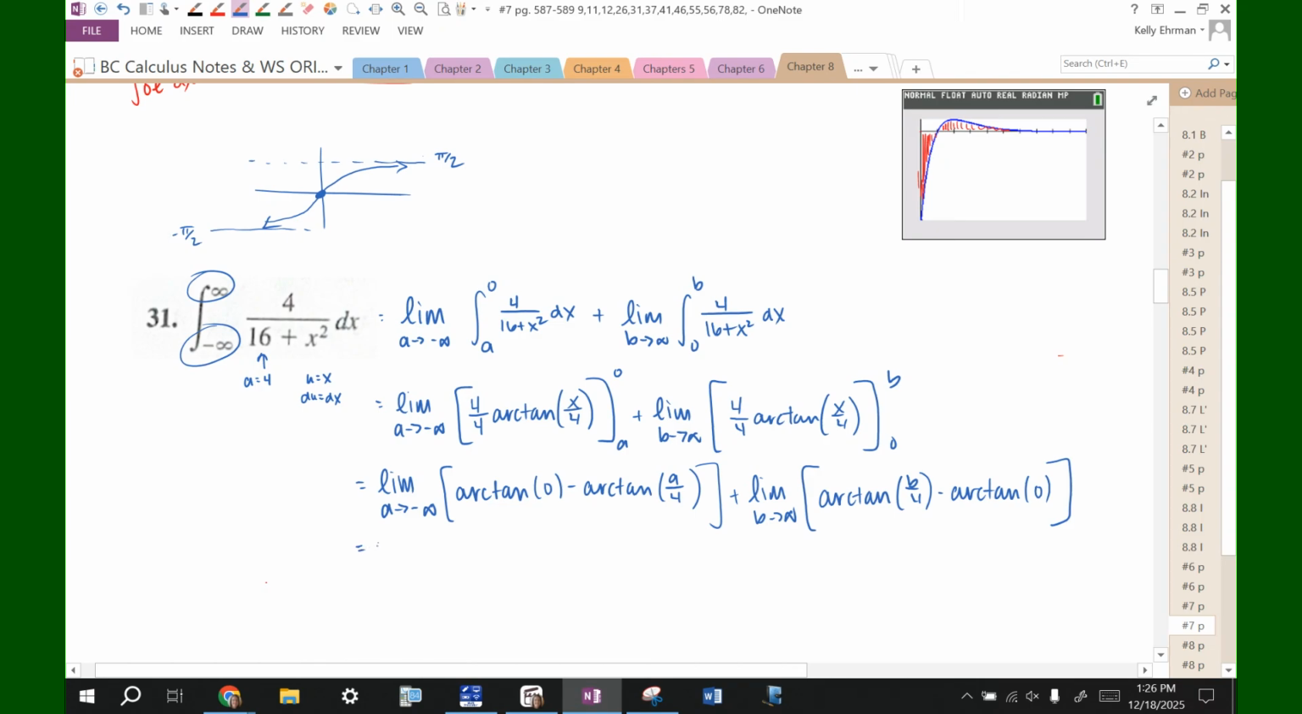The arctangent of 0 is 0 minus the arctangent of negative infinity over 4, which is negative pi over 2. So minus negative pi over 2 plus arctangent of infinity over 4. So pi over 2 minus 0. That's positive pi over 2 plus another pi over 2. That's 2 pi over 2, which is pi. So this integral also converges, and it converges to pi.